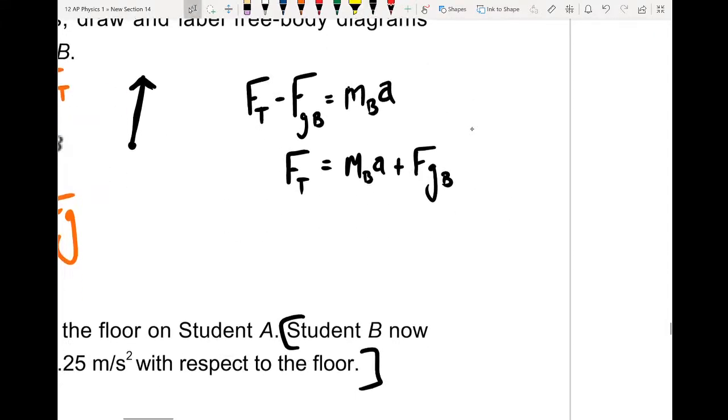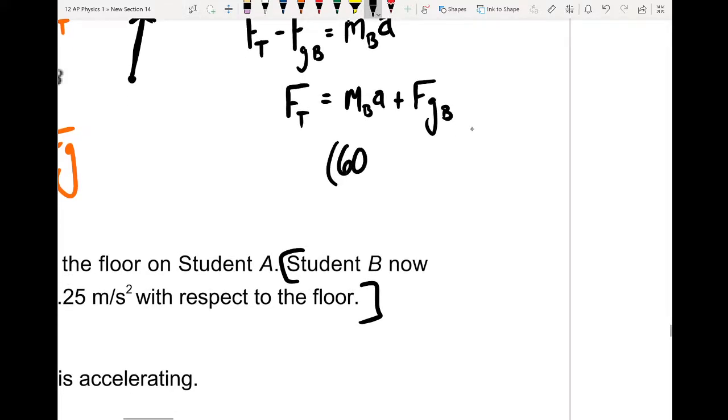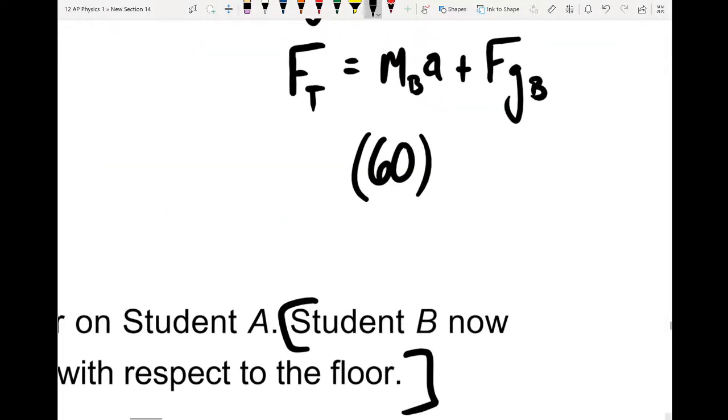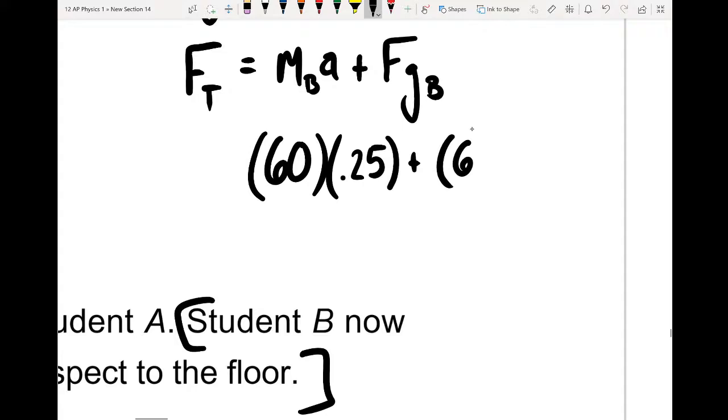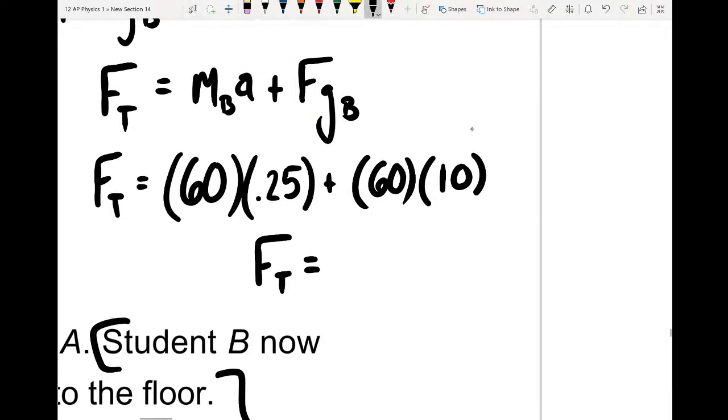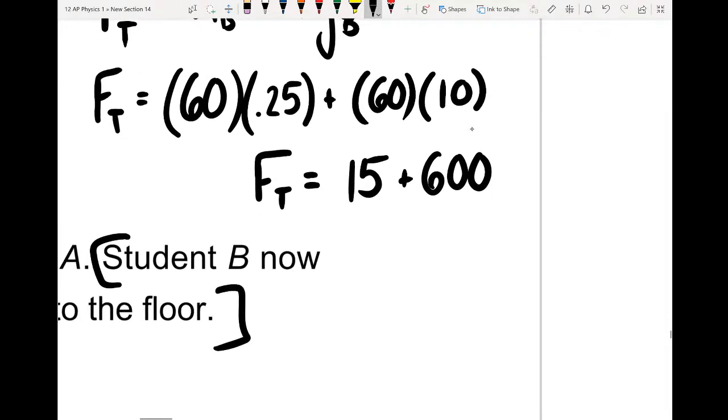So the mass of student B is just going to be 60 kilograms. That's what the picture tells us. And they have an upwards acceleration of 0.25. So we have 0.25 plus m times g, so 60 times, we're just going to call g 10 instead of 9.8, to make it easier. So our force of tension is equal to 60 times 0.25, so it's going to be 15, plus 600, equals 615, right? Because a quarter of 60 is 15.